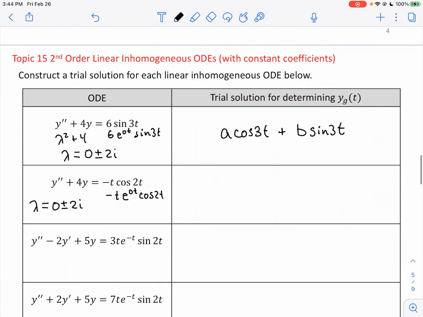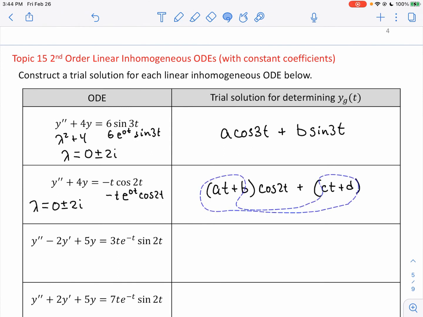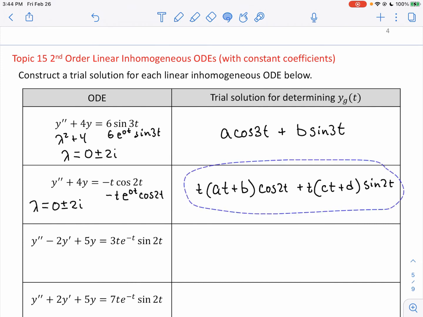All right, so here's what this looks like. Arbitrary polynomial of degree 1, at plus b, times e to the 0t times cosine 2t, plus an arbitrary polynomial, so ct plus d, times sine 2t. Notice I'm not saying a and b twice, because they don't have to all be the same. And because we had perfect matching of the a and b from our forcing function and the roots of our characteristic polynomial, we must also put an extra t in front of each of these. So this becomes your trial solution.